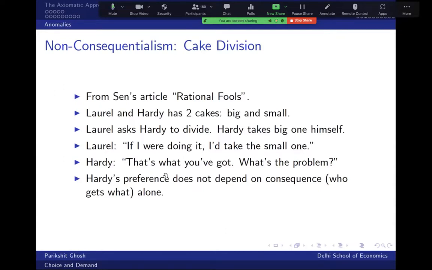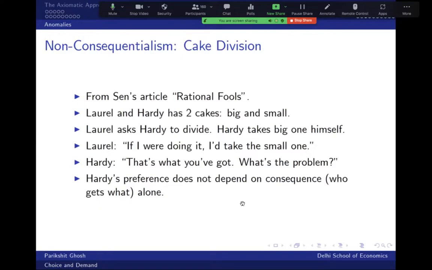Okay, but here's the important thing. What comes across in this example is that what Laurel cares about is not just the consequence, not just the final allocation, who got the big cake and who got the small cake. That's not what he's upset about. What he's upset about is the process. What is important is that the big cake was grabbed by Hardy himself and not given to him by Laurel, right? That makes a difference. So the process matters in this example.